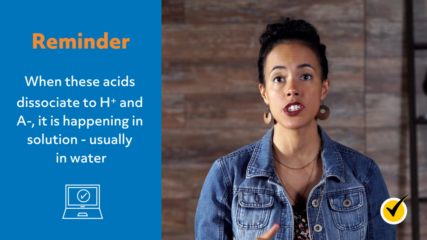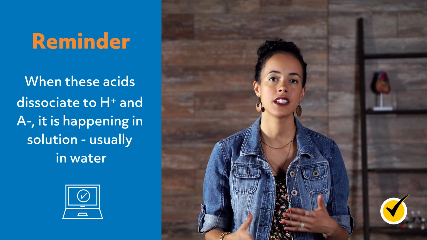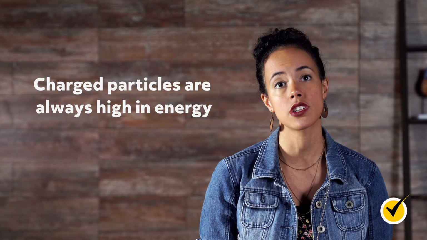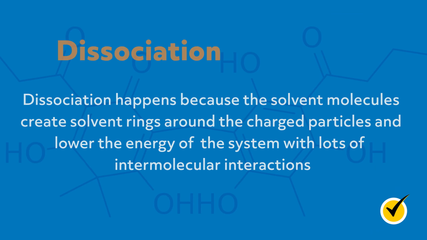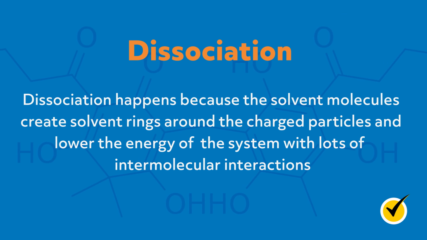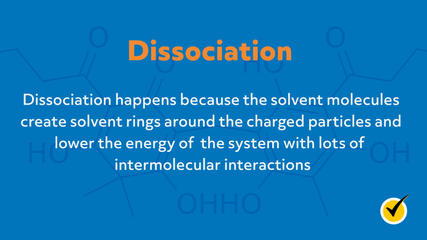Before we end this video, we have one last important point. Remember that when we talk about these acids dissociating to H+ and A-, we're talking about this happening in solution, usually in water. Charged particles are always high in energy, even if the charge is delocalized across lots of atoms. None of the acids we discussed today would ever spontaneously dissociate in the gas phase. The dissociation happens because the solvent molecules create solvent rings around the charged particles and lower the energy of the system with lots of intermolecular interactions.